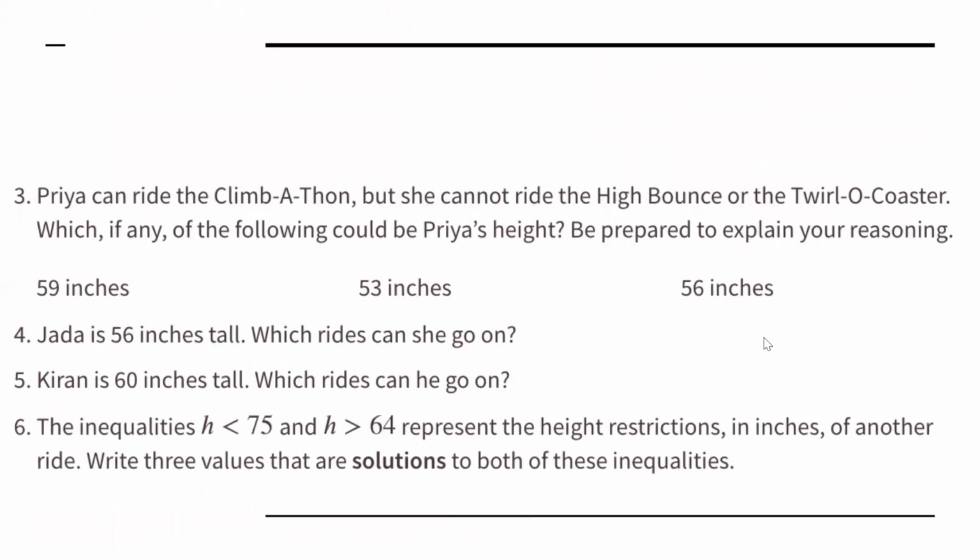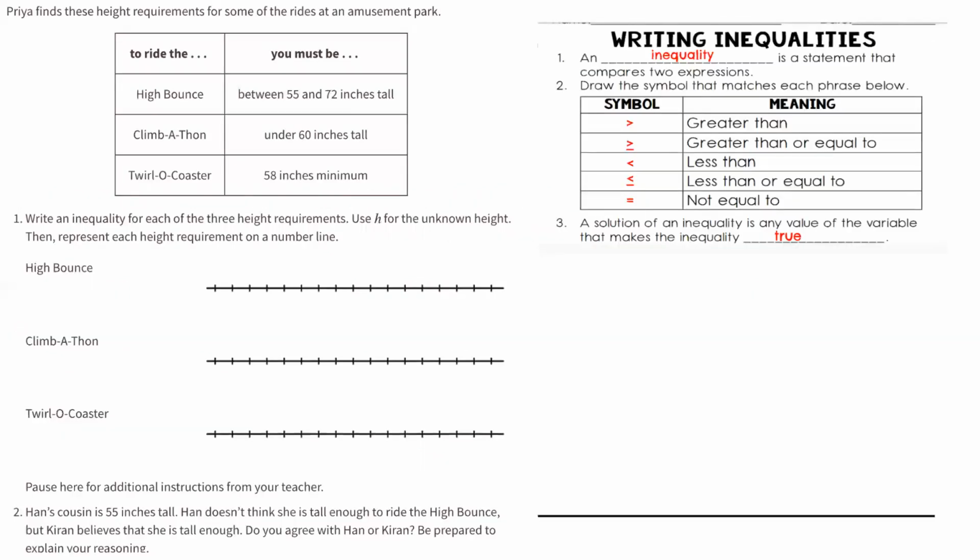And then last one, Kieran is 60 inches tall. Which rides can he go on? So 60 is between 55 and 72, so he can ride the high bounce. Climb-a-thon, he is under 60 inches. Ooh, he is 60 inches, so he's too tall for the Climb-a-thon. But he can ride the twirl coaster. 58 inches, 60 is more than that.